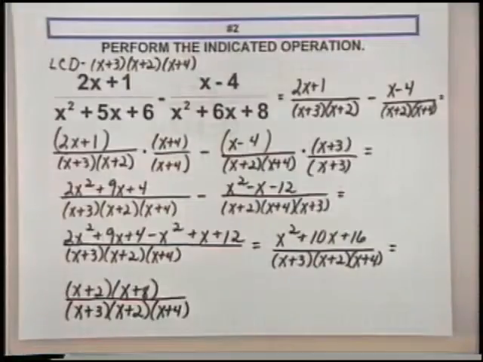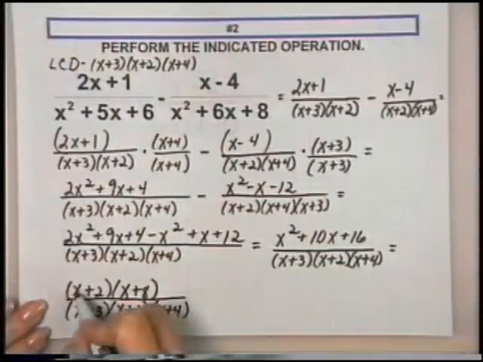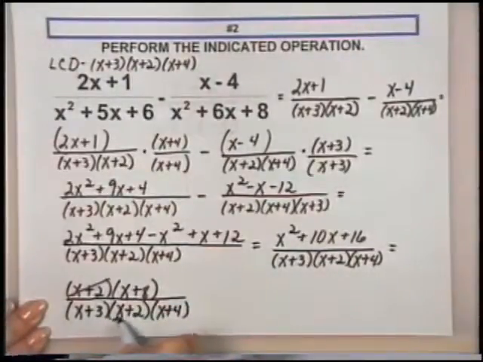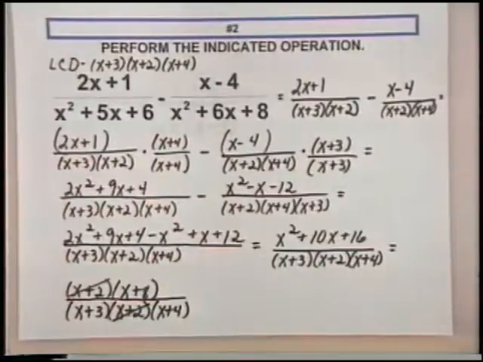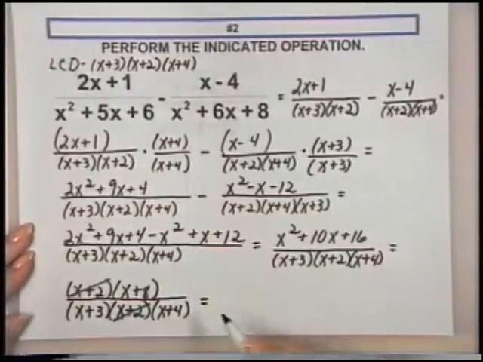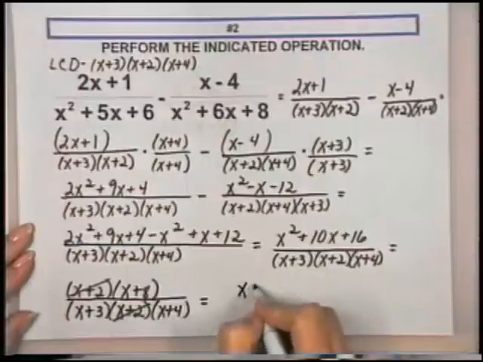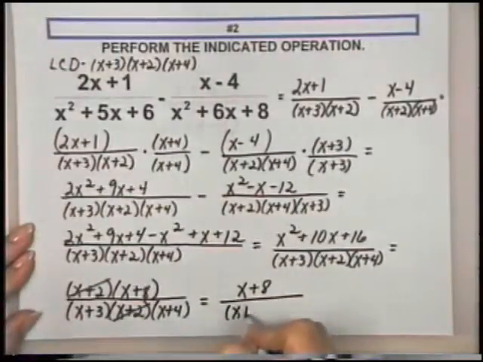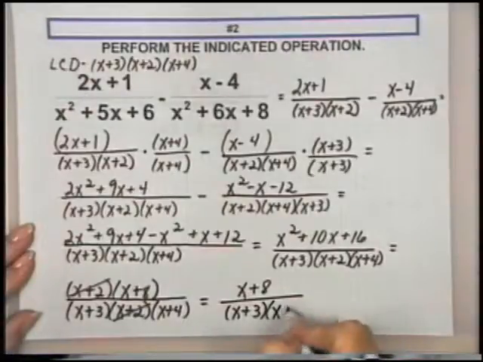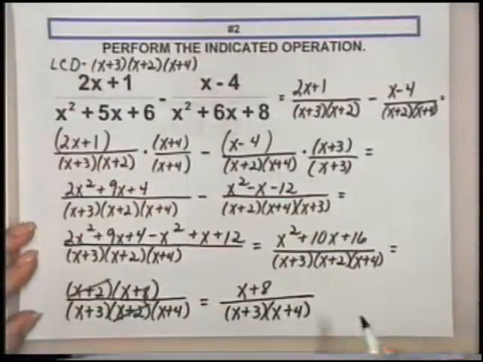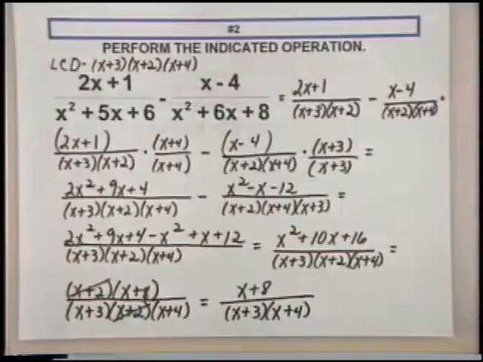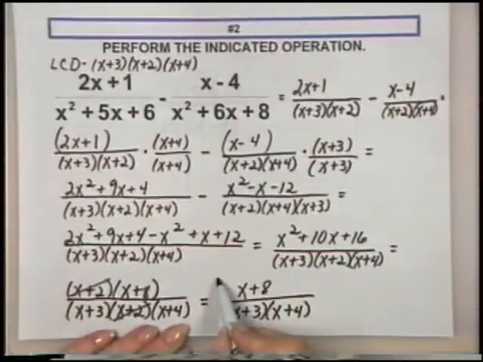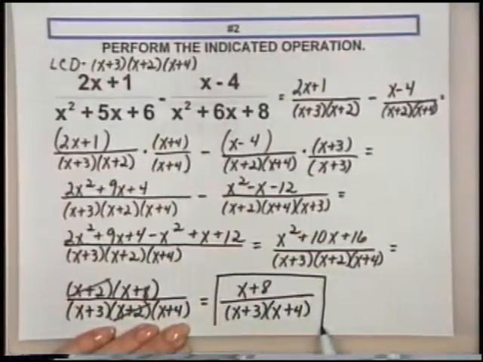For this fraction, since my numerator and denominator have a common factor, I may reduce. I may think x plus 2 over x plus 2 is equal to 1. My result is x plus 8 over x plus 3 times x plus 4. This is my final answer.